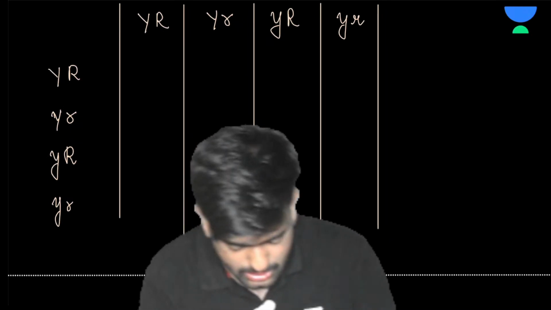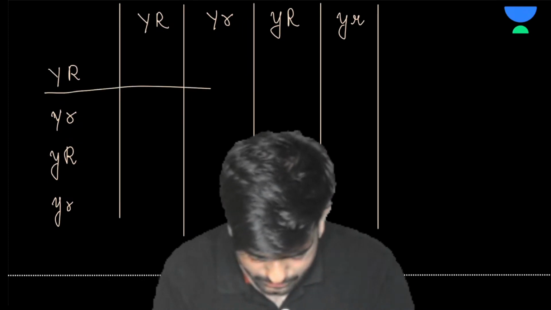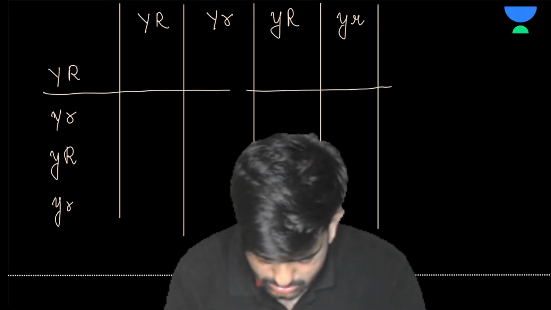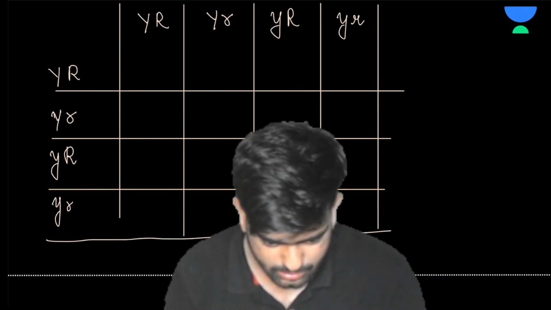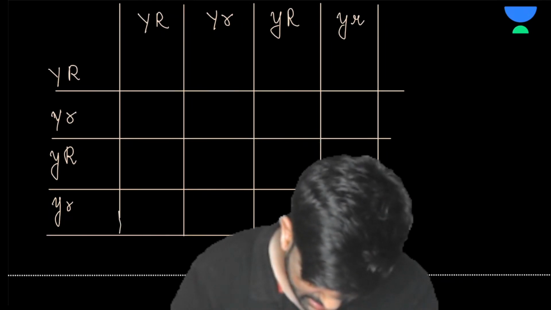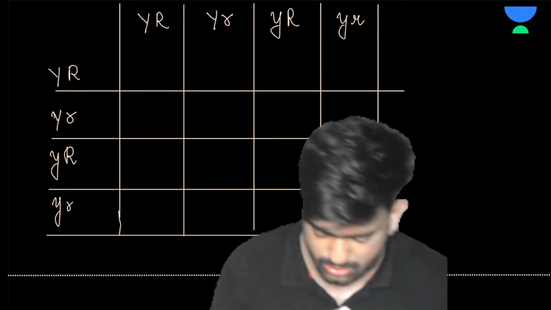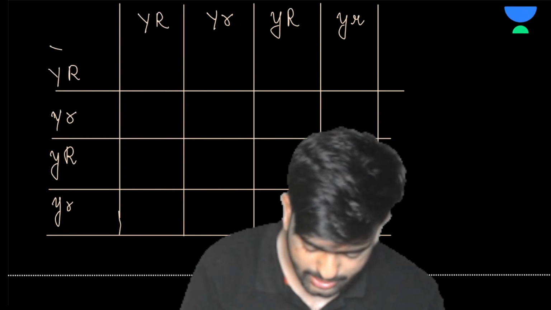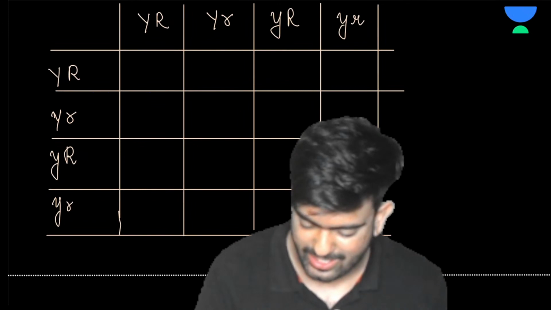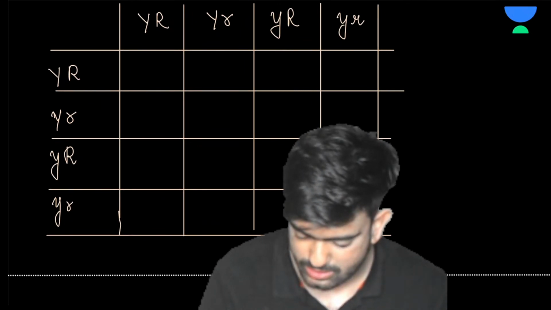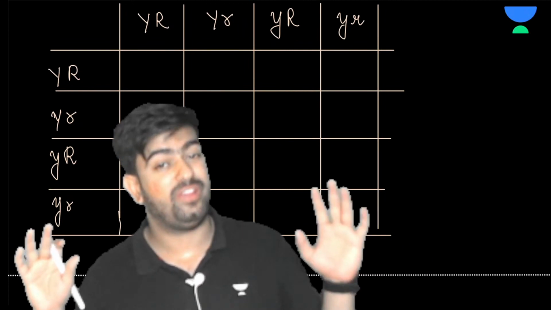Okay, now I'm going to draw one line here, one line here. Clear? Then we have one line here, again one line here, and one line here. Okay, so a little untidy table we have made. No issues. We are not here to make a tidy table. We are here to understand the concept of a dihybrid cross. That's great. Now what, sir, what we have to do? It's now very easy. Half of the work is over. You just have to mix and match now.